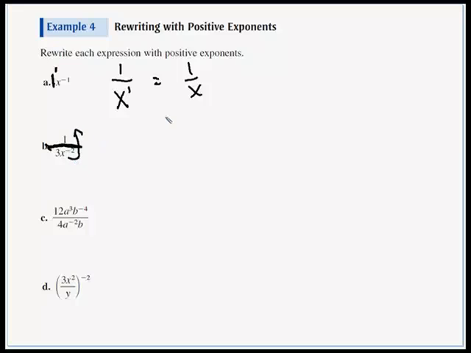So that x to the negative 2 moves up top and becomes x to the positive 2. Oh, and that looks like a 3, x to the positive 2. The 3 in the denominator already had its own exponent, so that stays down there. That's 3 to the first.